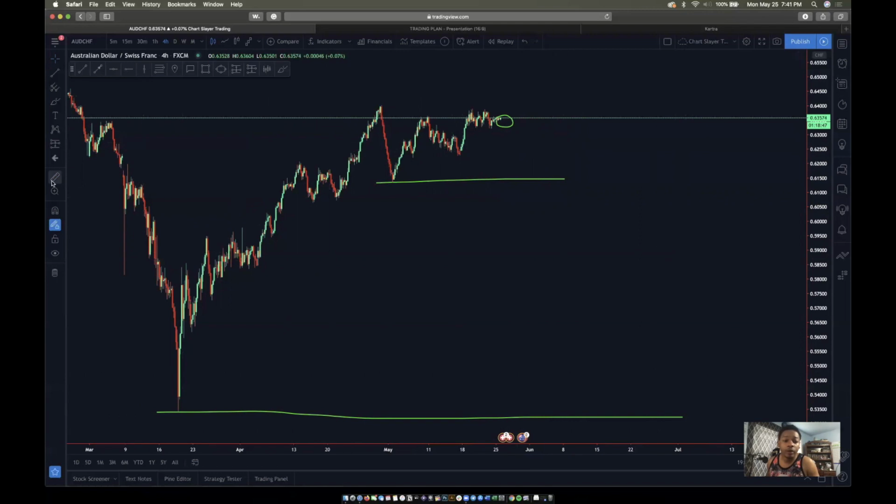If we were to measure this from this low to this high, right? This was around 19 days. You could expect this to be around 19 days. So like I said, it's always an estimate. It's not for sure, but you get the gist.